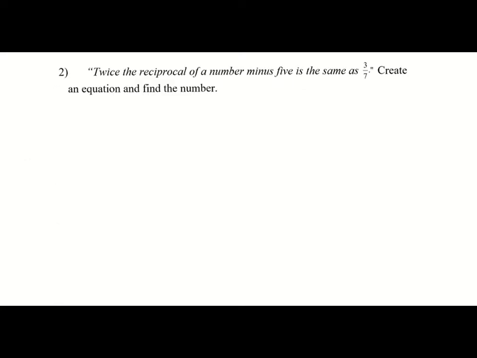All right, so our next equation is twice the reciprocal of a number minus 5 is the same as 3/7. So it's going to equal 3/7, and it's twice the reciprocal of a number minus 5. That twice means we're going to have that 2 on the outside. The reciprocal of a number, if my number is x, is going to be 1 over x. So we'll have 1 over x minus 5, and twice that is equal to 3/7.